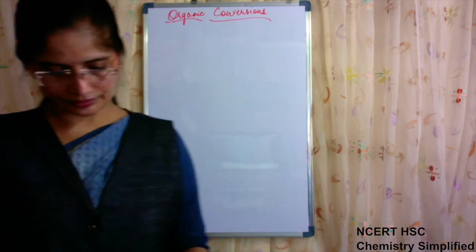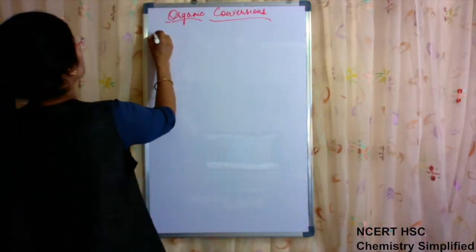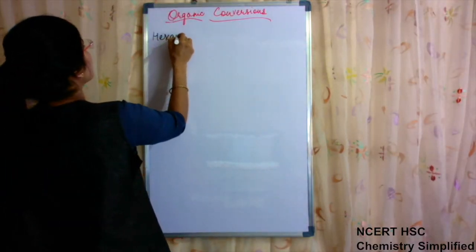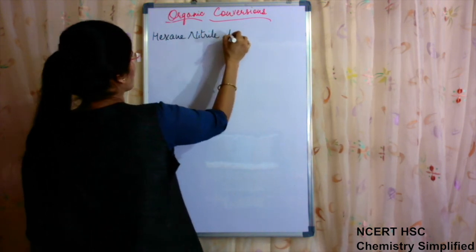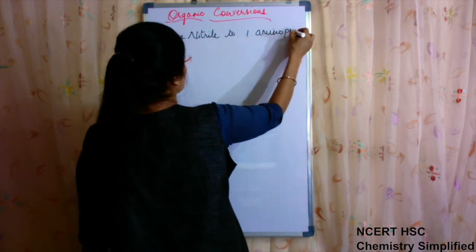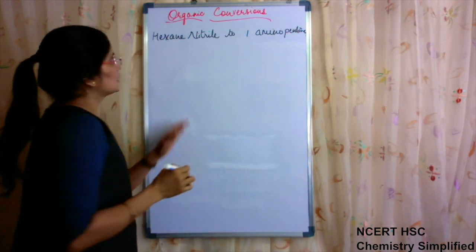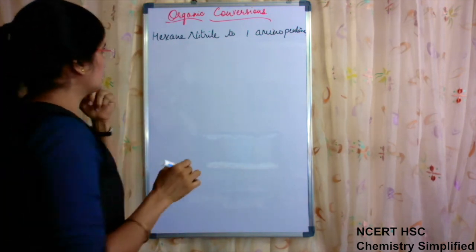Next, hexane nitrile to 1-aminopentane. Hexane nitrile to 1-aminopentane. Now the first thing is this is the most confusing group, hexane nitrile.